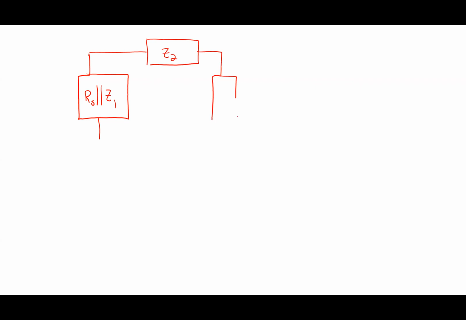So I do it like this. Now I have RS in parallel with Z1 as one combined impedance. And then I have Z2 and Z3 like this. And I'm back at the terminals again. I'm trying to find the impedance looking into there. In other words, I keep collapsing the network.